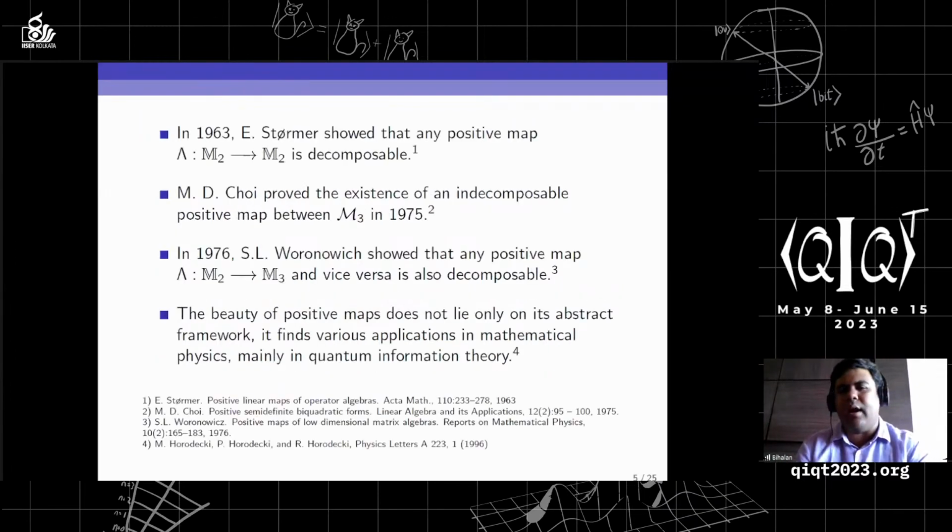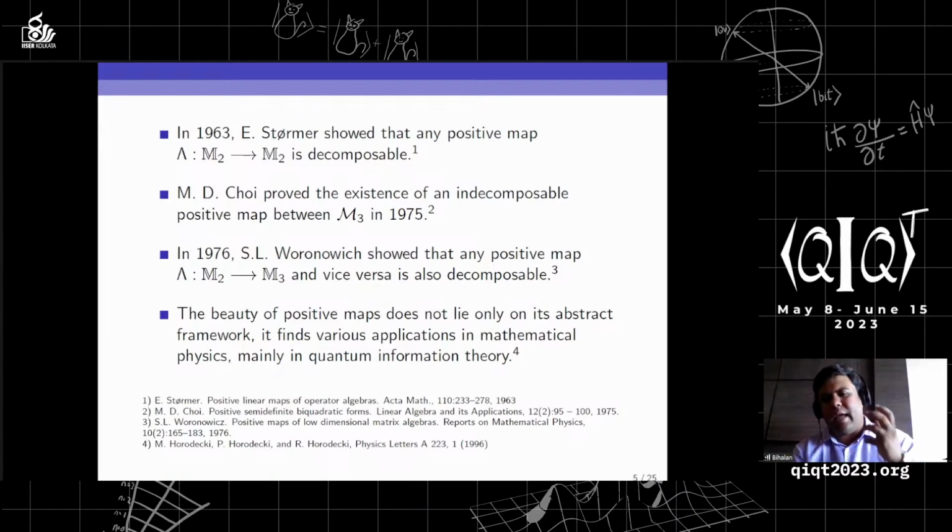Now, a brief historical result. In 1963, Erling Størmer showed that positive maps from M2 to M2 are all decomposable, that is, we can always write them as an algebraic sum of a completely positive map and a completely co-positive map. In 1975, the first example of an indecomposable map came into the picture by Choi. It was a kind of twist in the whole theory. And in 1976, S.L. Woronowicz showed that positive maps from M2 to M3, or the other way around, M3 to M2, are also decomposable. Now, these are pure mathematical ideas, but they also have some nice applications in mathematical physics, namely in quantum information theory.